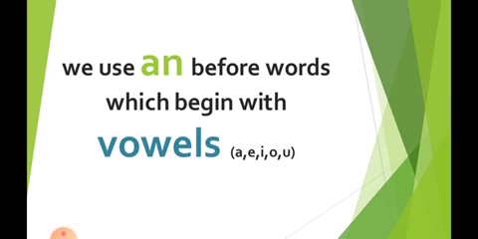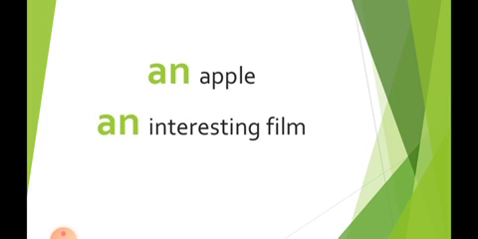Okay. Next, let us see an. We use an before words which begin with a vowel sound. So what are the vowels? A, E, I, O, U. So whenever we use an, that word should start with a vowel sound. An apple. So here apple is a noun and it is singular. So an apple. A is a vowel sound. So before this we are writing an.